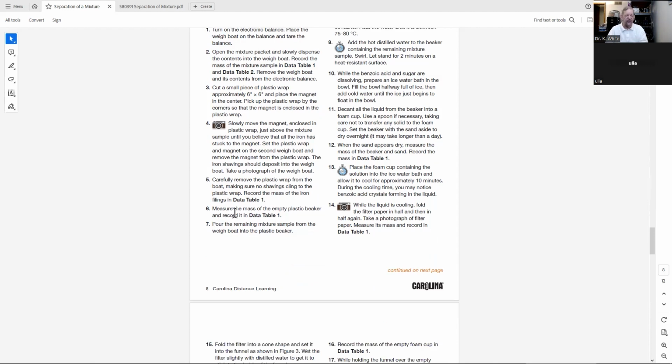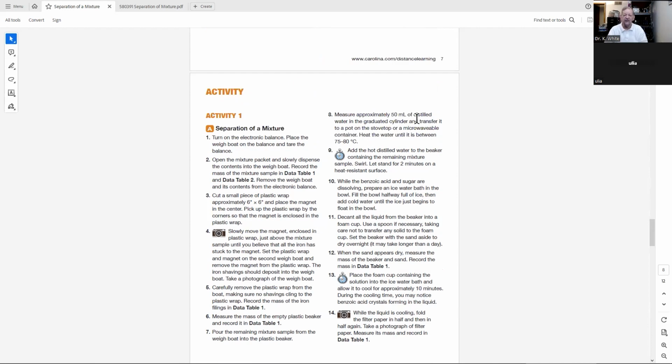Now, here for step 6, measure the mass of the empty plastic beaker and record it in table 1. Pour the remaining sample from the weigh boat. Remember, bend the corners and you can tap it right into the plastic beaker.